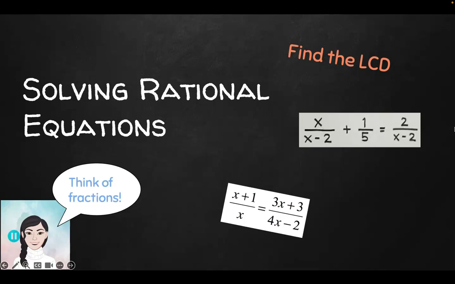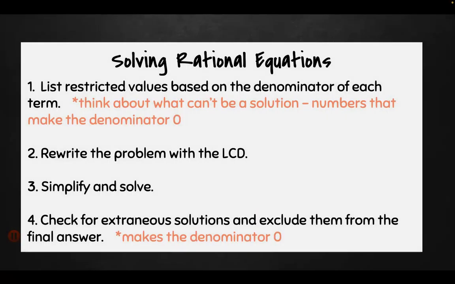Hi everyone, so today we are going to look at solving rational equations. So here are the couple steps that you need to remember on how to solve a rational equation. We first want to list any restricted values based on the denominator of each term. When we think about that, we have to think about what can't be a solution. So I'm looking for numbers that would make my denominator 0.